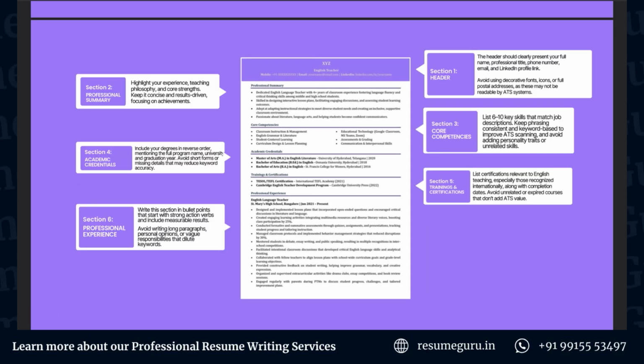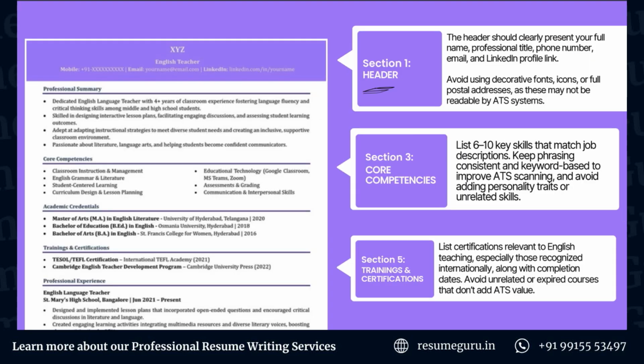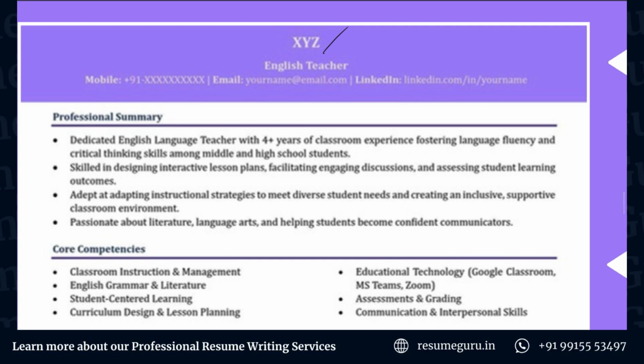So this is the resume we have made for one of our clients. We have removed any private information to ensure privacy. Let's look at it step by step to understand how to make a good resume. The first section is the header. As the name suggests, it is the top section, and this includes your name, your title, which we have mentioned as English teacher, the phone number, email address, and also LinkedIn profile URL. This makes it easy for the recruiter to contact you and also see your profile on LinkedIn.